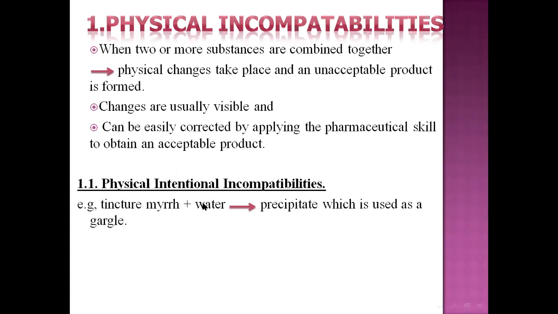And it's an intentional type of incompatibility because this precipitate is used as a gargle. It helps in better deposition of the drug on the oral mucosa and on the throat surface. So these particles are easier to precipitate on those surfaces. That's why I ask the patient to add tincture of myrrh to water and not use tincture of myrrh as such. Okay, so it's a physical intentional incompatibility.